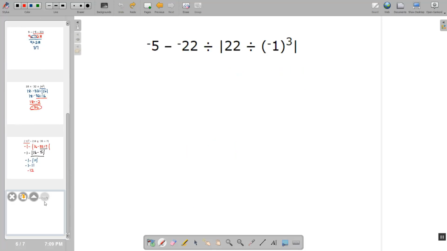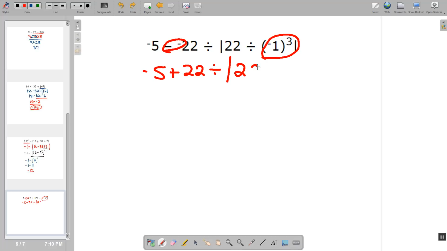Last problem, and this is about as difficult as these problems can get. So if you have a handle on this one, you're in great shape overall. So inside of the grouping symbols, I see an exponent, so I'm going to do this part of the problem first. Negative 1 cubed is still negative 1. As I work through, I notice I have two negatives here, so I'm going to turn that into a plus. Absolute value of 22 divided by negative 1. Now, still inside the grouping symbols, I notice that 22 divided by negative 1 is negative 22.